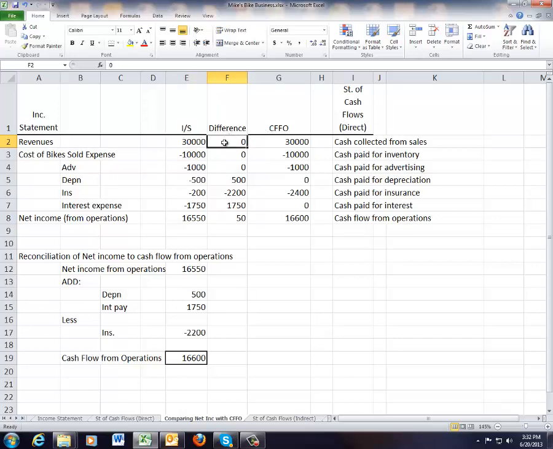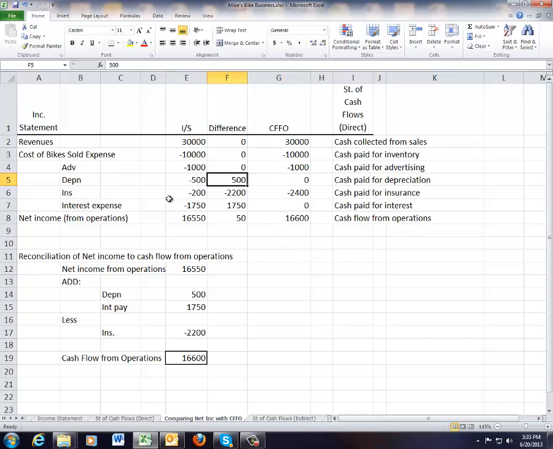What about cash paid for inventory vis-a-vis cash expense or amount expensed? Again, the amount expensed was $10,000. The amount we paid for inventory was $10,000. There's no difference. Next, advertising. We expensed $1,000. We paid $1,000. No difference. However, for depreciation expense, we subtracted $500 to arrive at net income, but there was no cash effect here under the cash column. So we go from minus 500 to zero by adding depreciation expense.